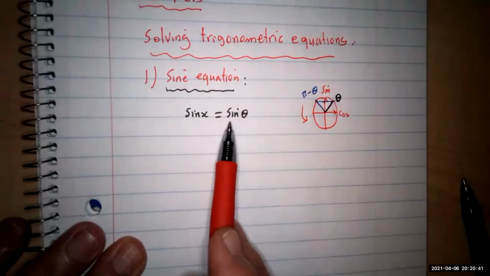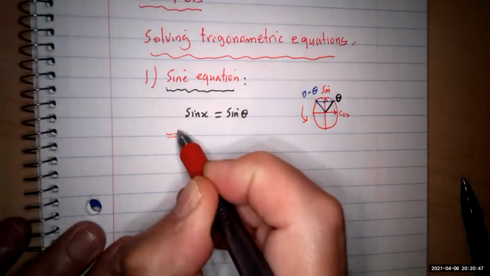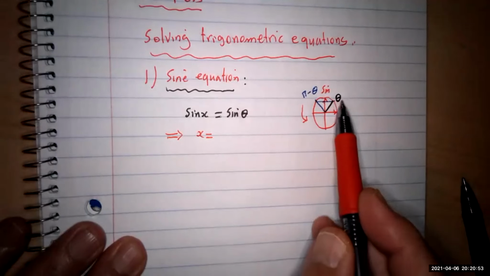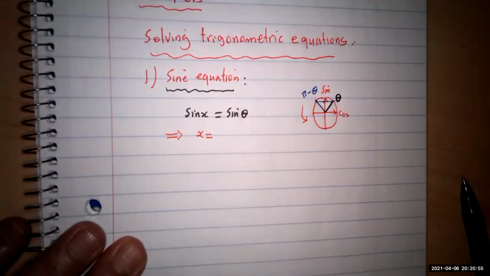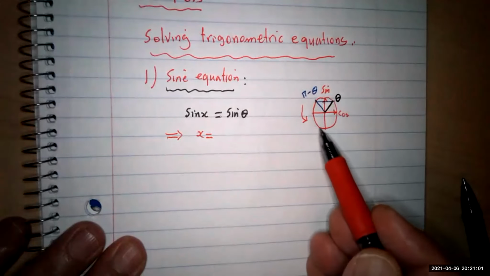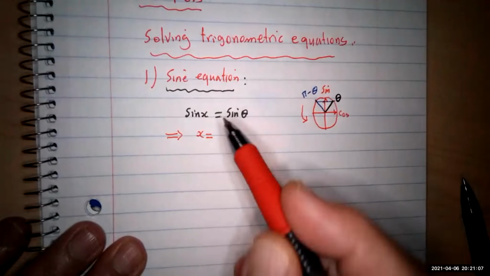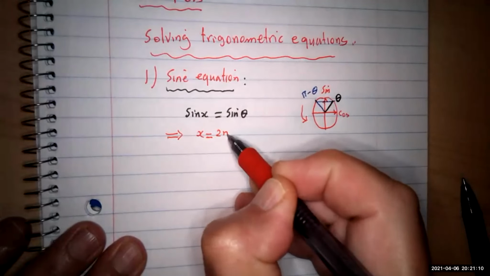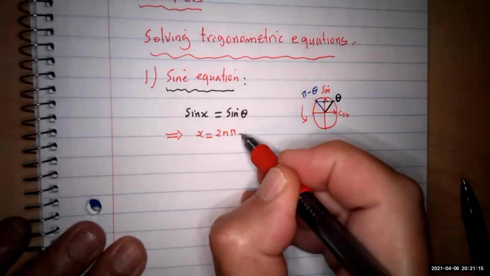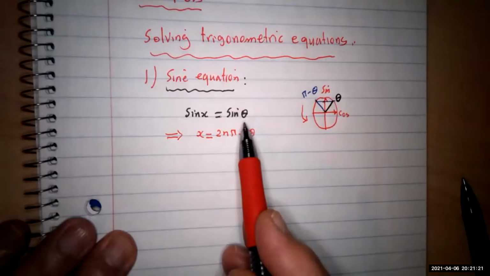So if we get sine x equal to sine of theta, then we say the general solution, if you like, is x equal to theta plus, when we go around the circle, anytime you go around the circle, it's a 2 pi. And how many times? 1, 2, 3, 4, 5, 6, etc. So x would be equal to 2n pi, n is an integer, plus theta. So that gives you all the possible solutions with theta.